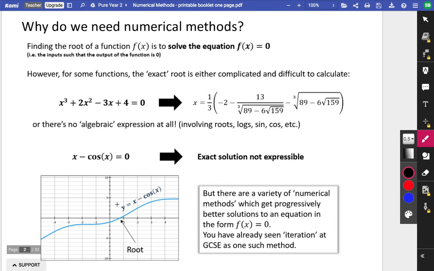So what I've done here is I've taken the graph y equals x minus cos x, and when we talk about the root of the graph, we're talking about where it crosses the x-axis. So this one has no exact solution, but it has a variety of different approaches we can take with some numerical methods, which gives you better solutions to the equation, to find this point that we've got here. And we've already seen iteration as one of these methods that you might have to start off with, okay?